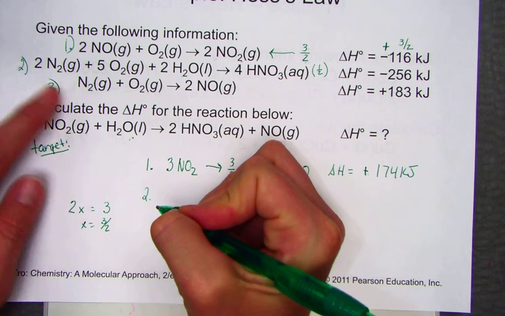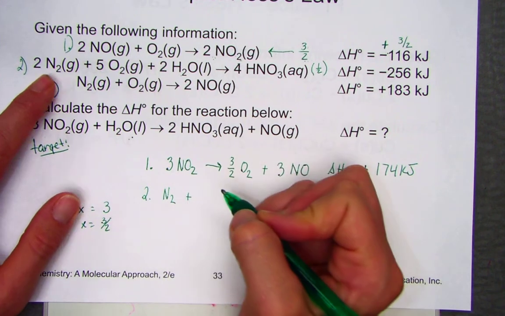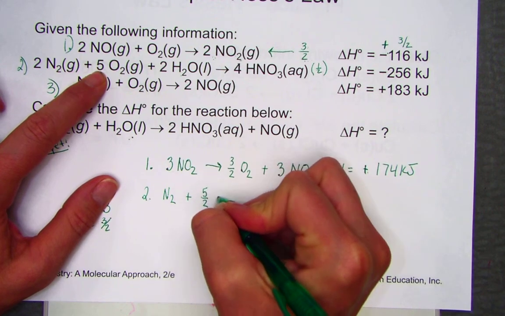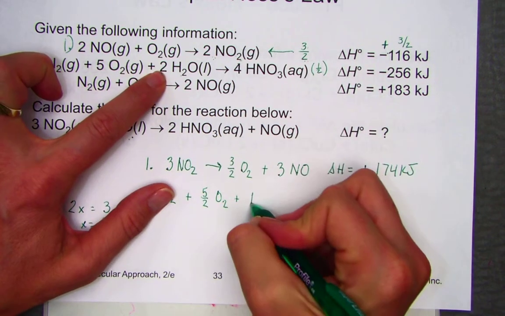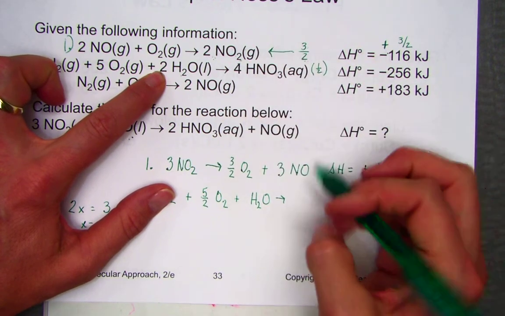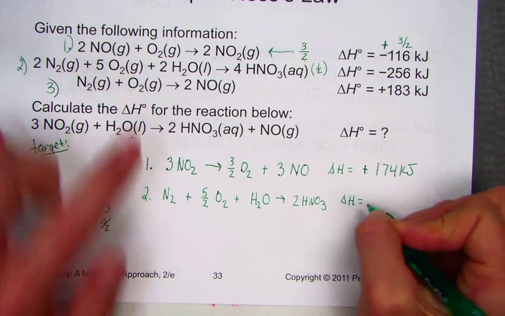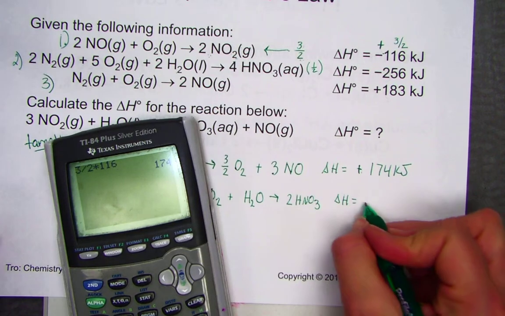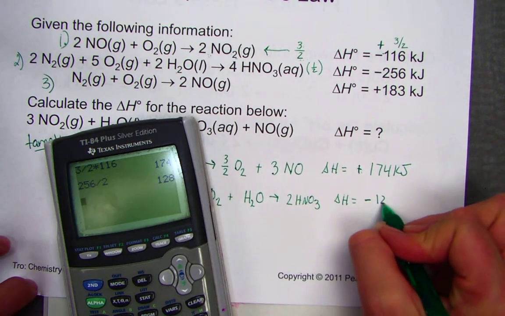So let's do that together. 1 half of 2 is 1 molecule of nitrogen, plus 1 half of 5, I'll just write as 5 halves oxygen, plus 1 half of 2 is a single water. And we have an arrow. 1 half of 4 is 2 HNO3s. Let's adjust the delta H. Distributing 1 half, now I'm going to leave the sign the same. It's still negative, but 256 cut in half is 128 kilojoules.